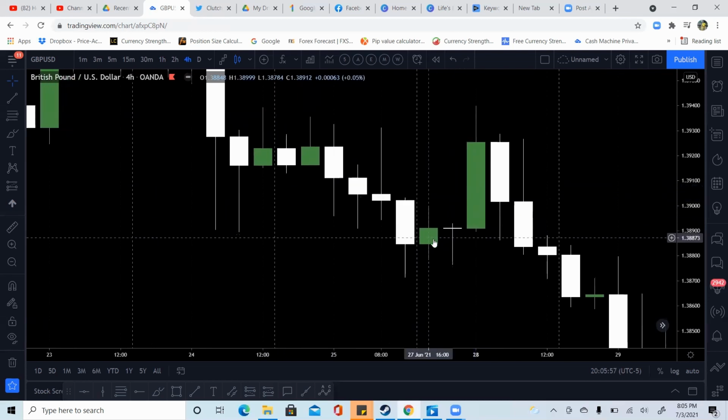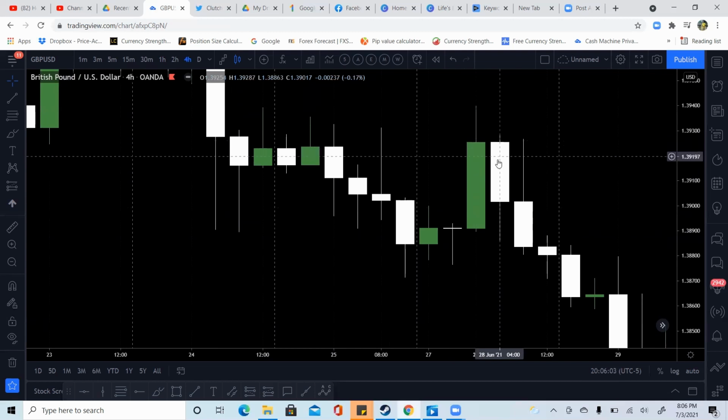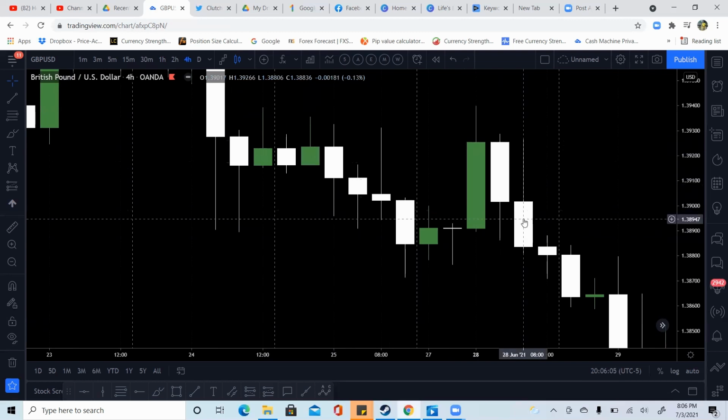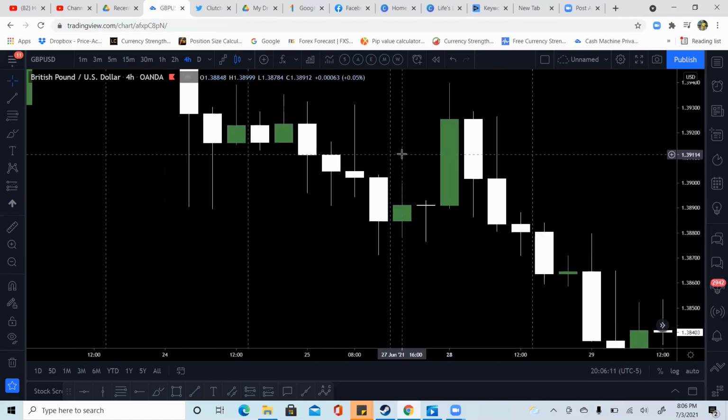Then the bulls make a comeback with this candle, but the sellers continue to push down the market. But this is still a slow push down. So this is kind of understanding what the candle flow is.